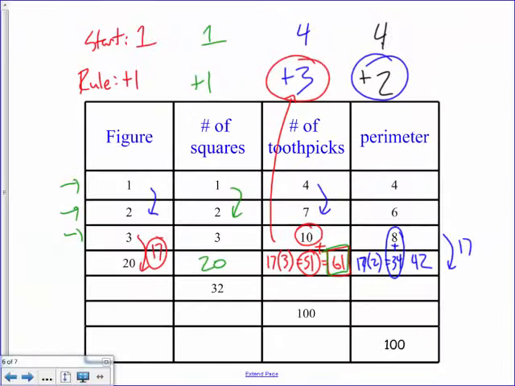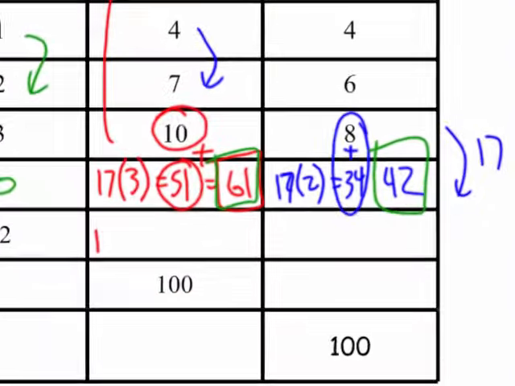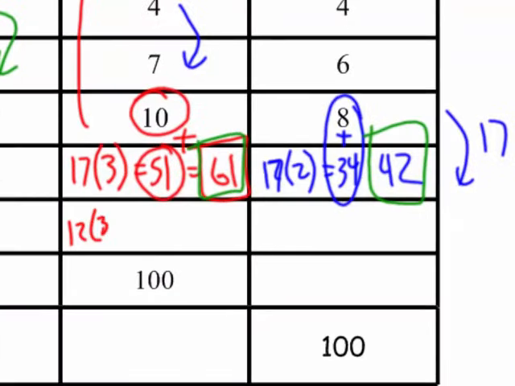All right, so let's go down to the next part. The number of squares is 32. Remember, it always matches the figure. Let's do the same thought process. For the number of toothpicks, from 20 to 32, it jumped up 12 figures. Remember, it jumps 3 toothpicks each time, so 12 times 3 is a total of 36. And I have to add that 36 onto my 61, so I am at 97 toothpicks.